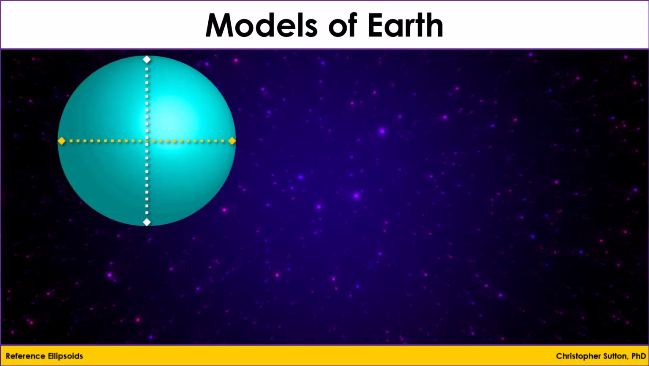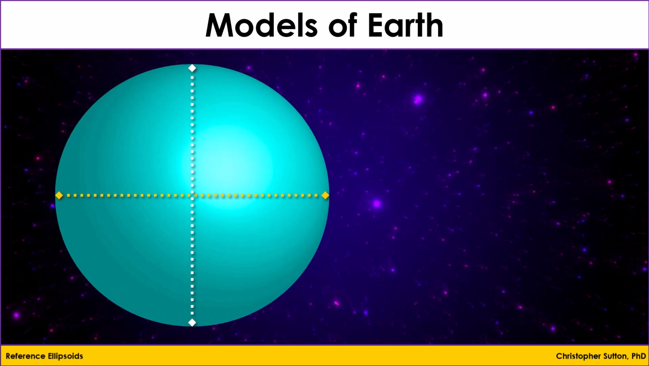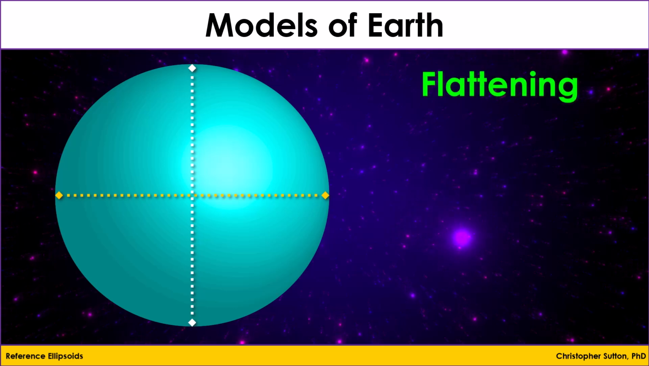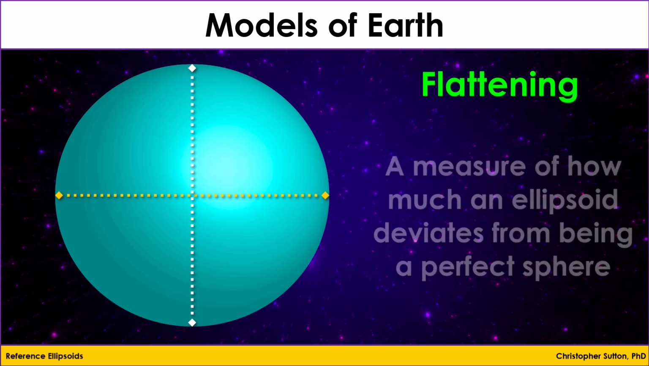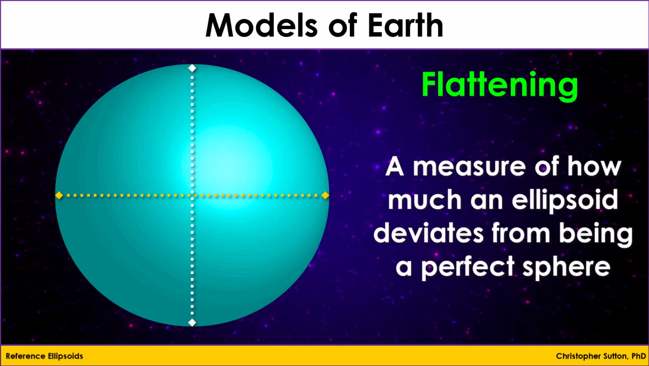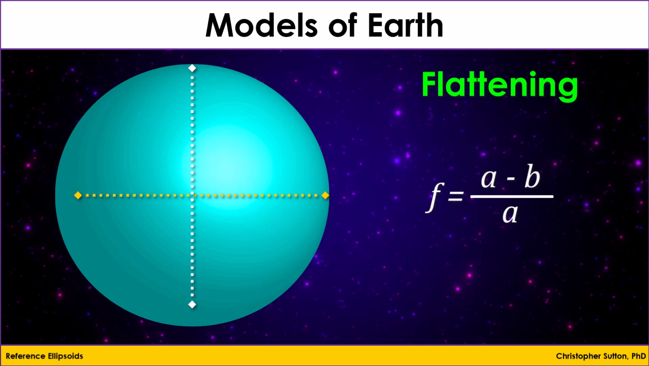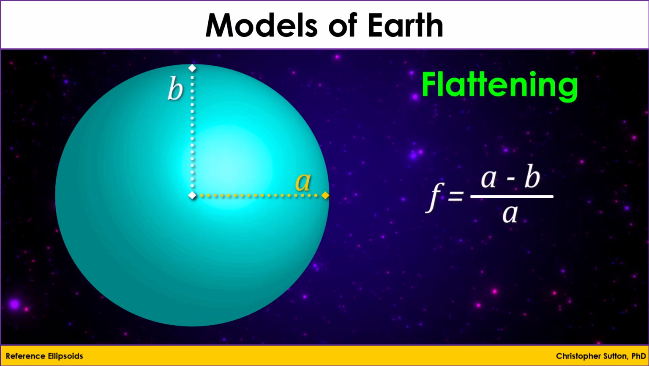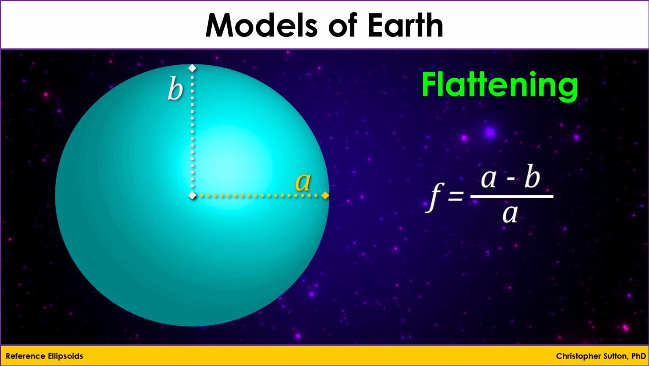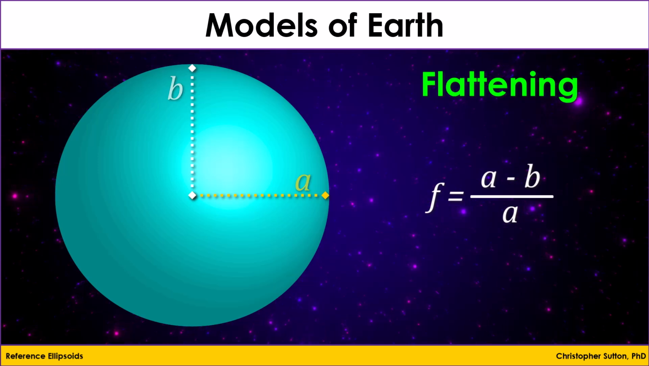In Earth geometry, the difference between the lengths of the polar and equatorial axes is mathematically described in terms of flattening. In geometry, flattening is a measure of how much an ellipsoid deviates from being a perfect sphere. Here we see the formula for flattening, where we take the equatorial radius and the polar radius. We subtract the polar radius from the equatorial radius and divide by the equatorial radius, which results in a ratio.